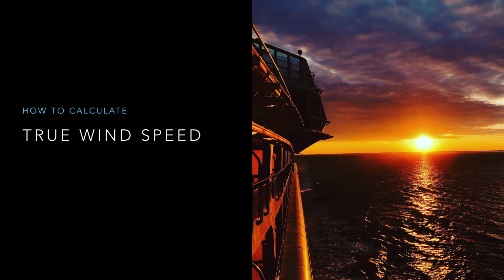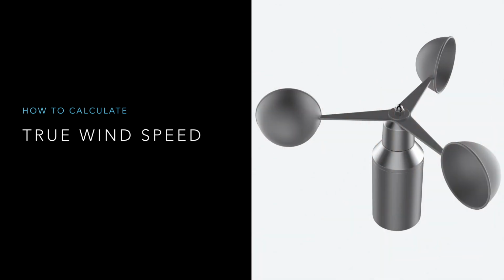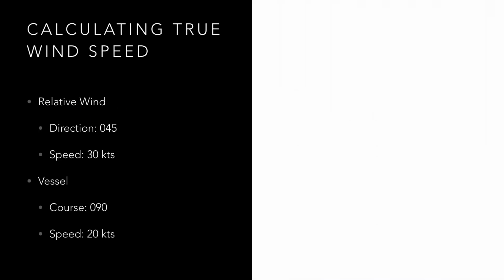Firstly, we obtain our relative wind speed and direction from the ship's anemometer. If your ship is stationary, then this is also your true wind speed and direction. However, if we are moving, which we usually are, we need to correct for the effect of the vessel's own course and speed. For the purpose of our example, we'll say that we obtained a relative wind speed and direction of 30 knots from a direction of 045 degrees.